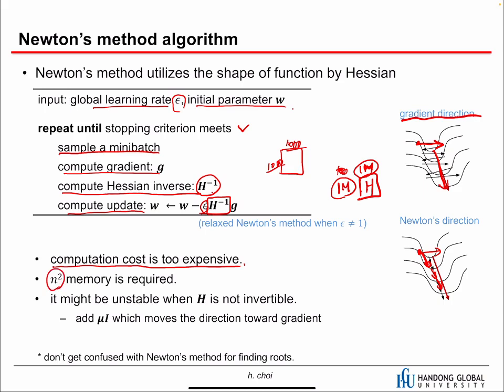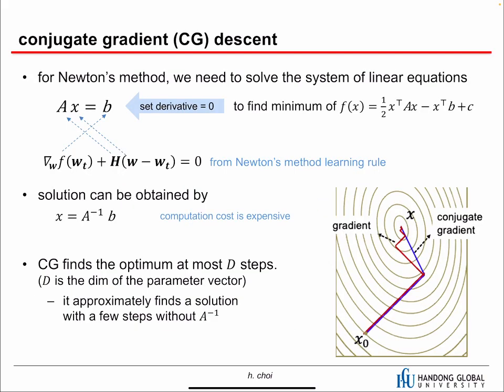And also the memory is another issue. And sometimes it might be unstable when H is not invertible. Then we can add mu times I. So Newton's method is really good in terms of direction, but computationally it's intractable. So there's another alternative option here.